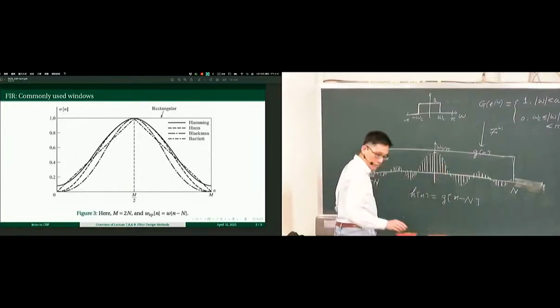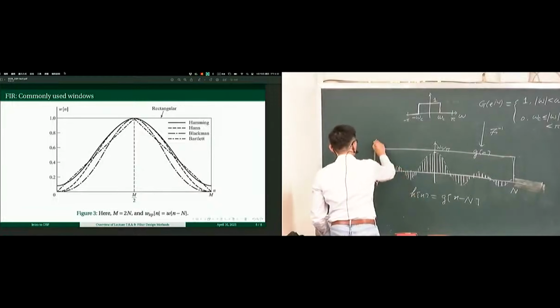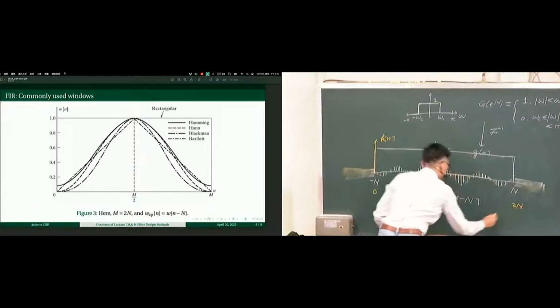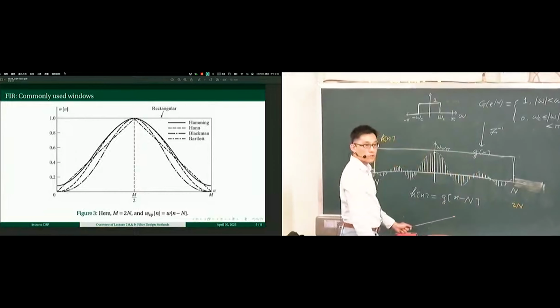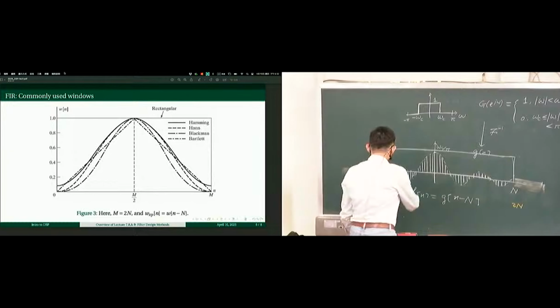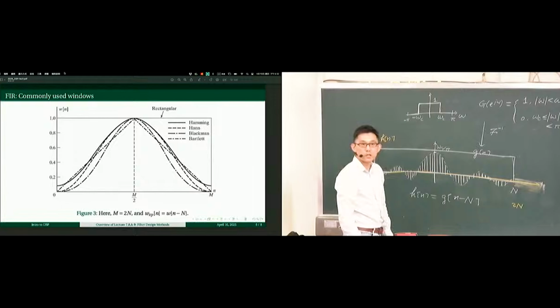So if this is g of n, then the time 0 should be right here. For h of n, the time index runs from 0 to N. By simply applying a shift, h of n officially becomes a causal filter. I claim this is already not a bad idea. Not bad at all to just truncate and then shift. It's not a bad idea, but we can do better.